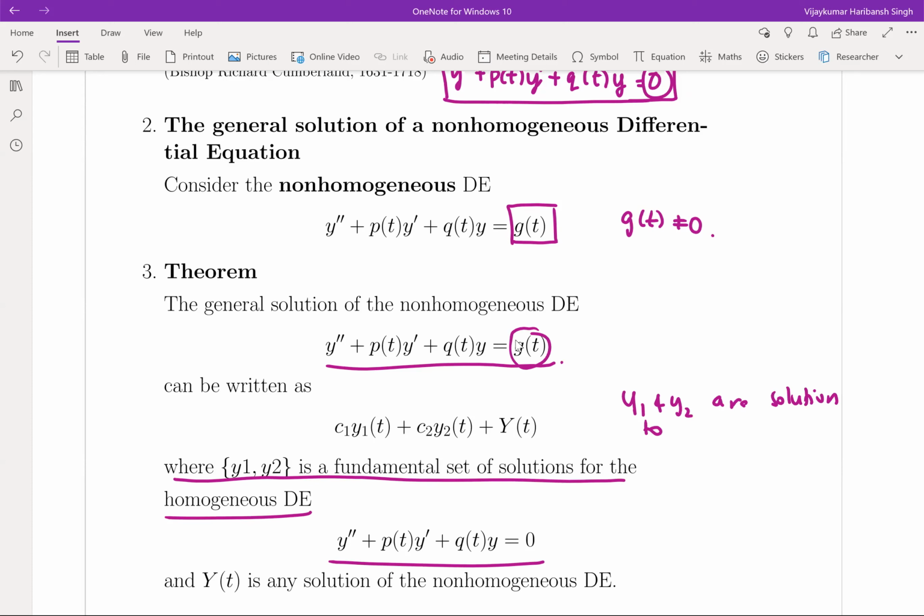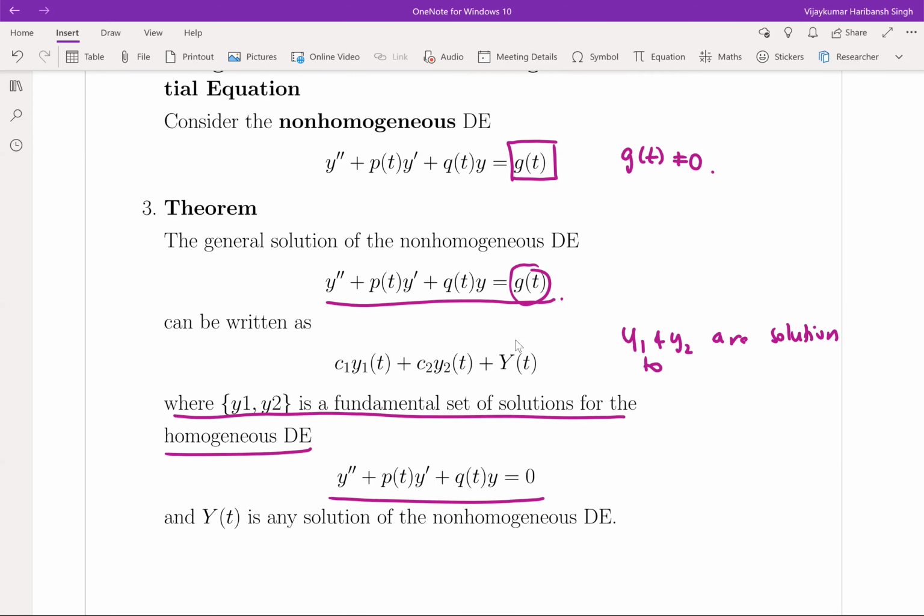Make sure that they are fundamental, that the Wronskian is non-zero. Otherwise, they won't represent all the solutions. When you are asking about the general solution, you should be able to represent all the solutions. So that's why you need the fundamental set. So you know what y1 and y2 are now. What is Y(t)? Now Y(t) is any solution to the non-homogeneous differential equation. We don't know yet how to find this. We will come to it in a minute. For those of you who have done linear algebra, please see the connection with linear algebra.